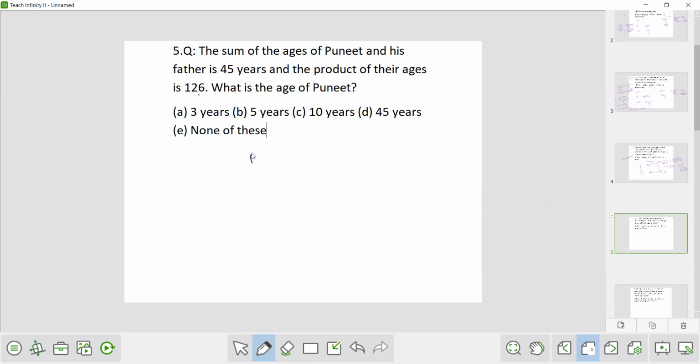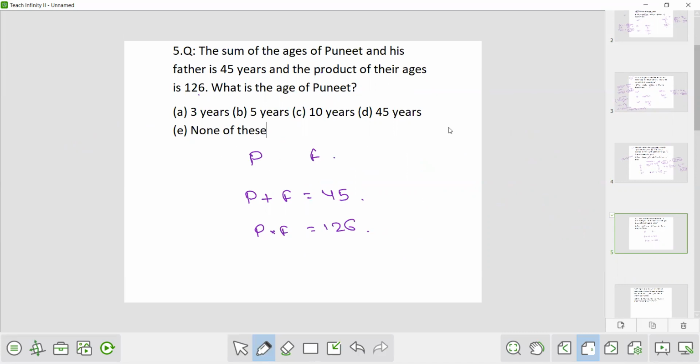Okay, here is the Puneet. Let's denote Puneet by P and father by F. What is given? That the sum P plus F equals 45 years and the product of their ages means P into F, it's given 126. Now you can solve this question by quadratic equation also, but no need to go there.